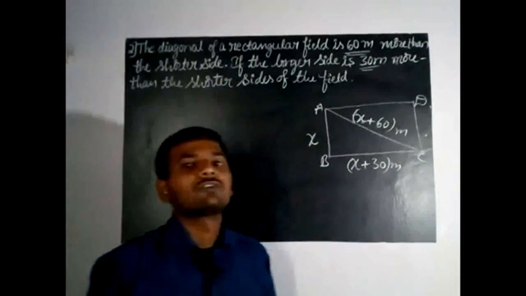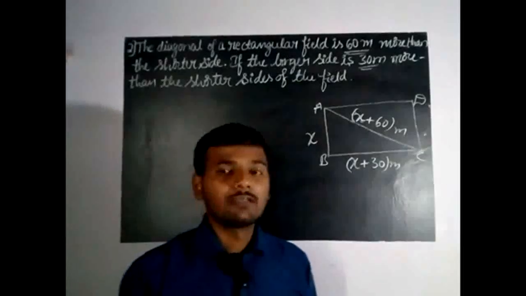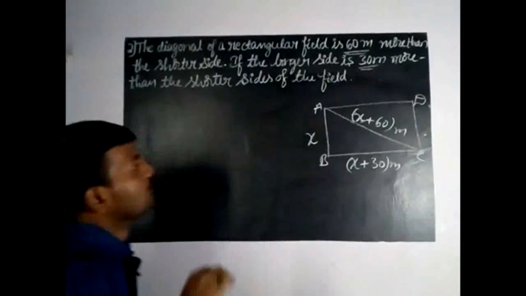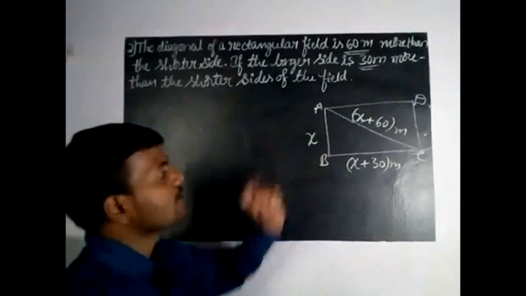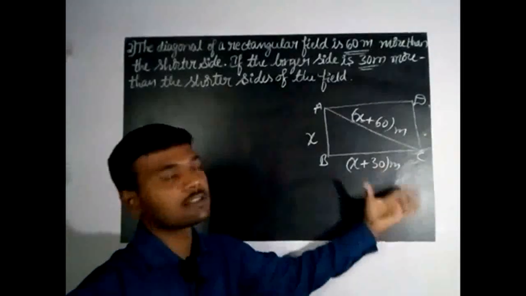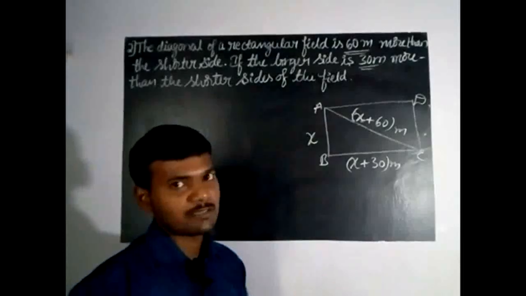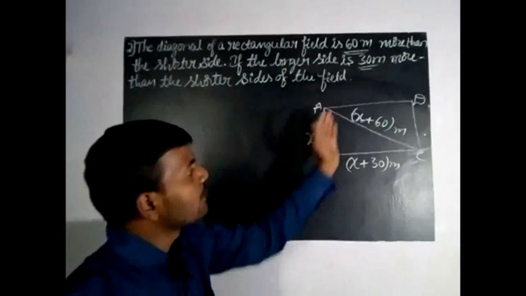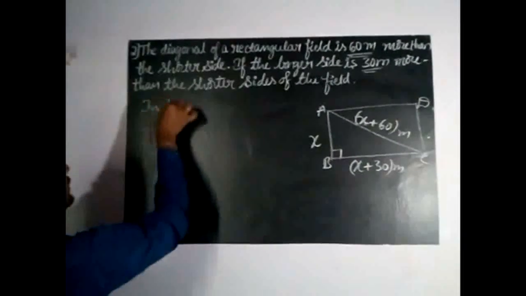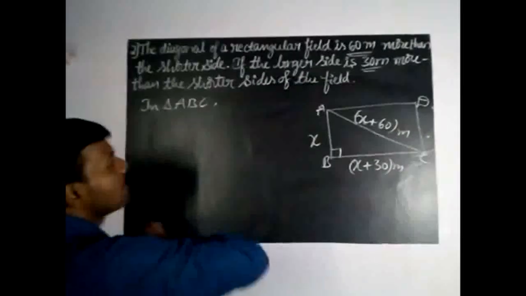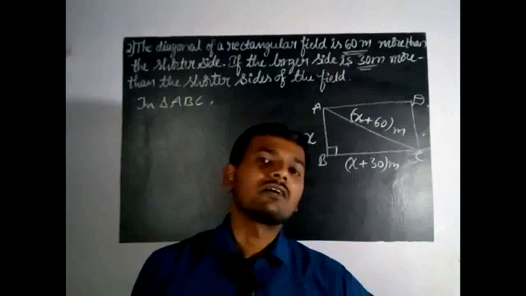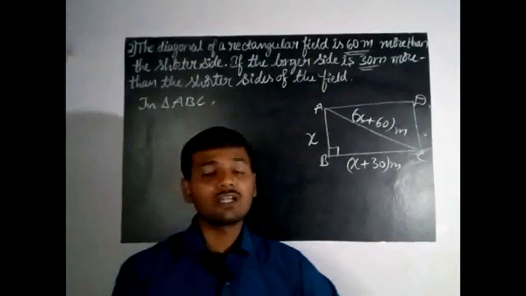Now we have to find the sides of the rectangular field. We have taken the shorter side as x, BC, that means the longer side, as x plus 30, and the diagonal is x plus 60. Now triangle ABC is a right triangle. In triangle ABC, by applying the Pythagoras theorem.